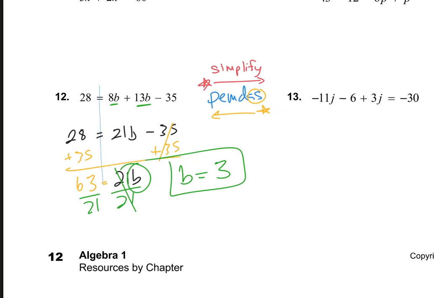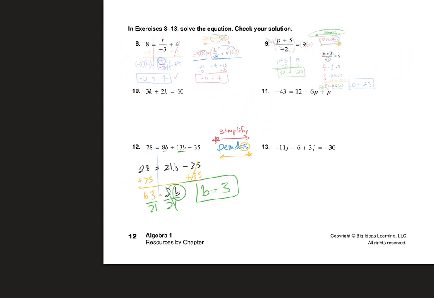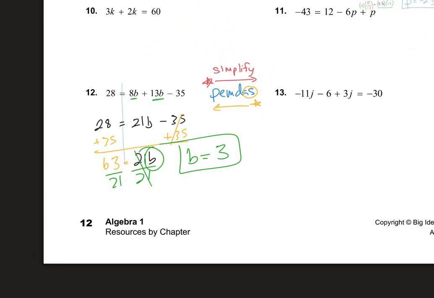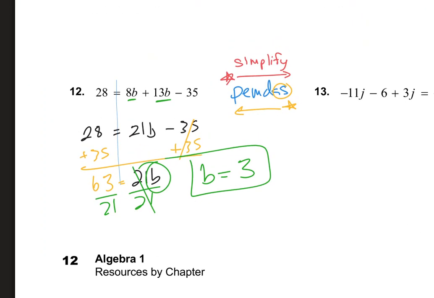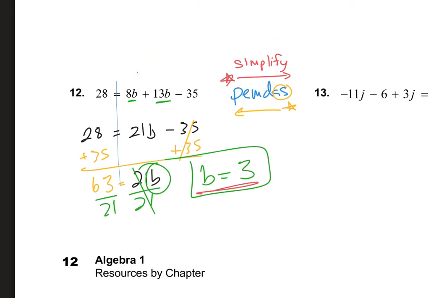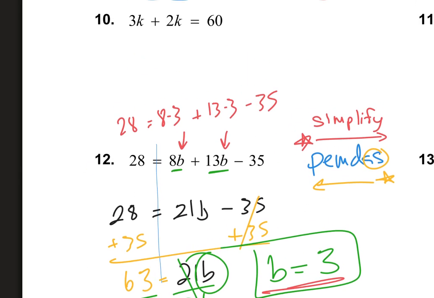So this is one where technically, hey, it's a third problem, so checking your answer is important. So okay, we're going to take this 3 and put it here and put it here. So 28 equals 8 times 3 plus 13 times 3 minus 35. And what does that look like? Oh, I'm going to kind of zoom in here.